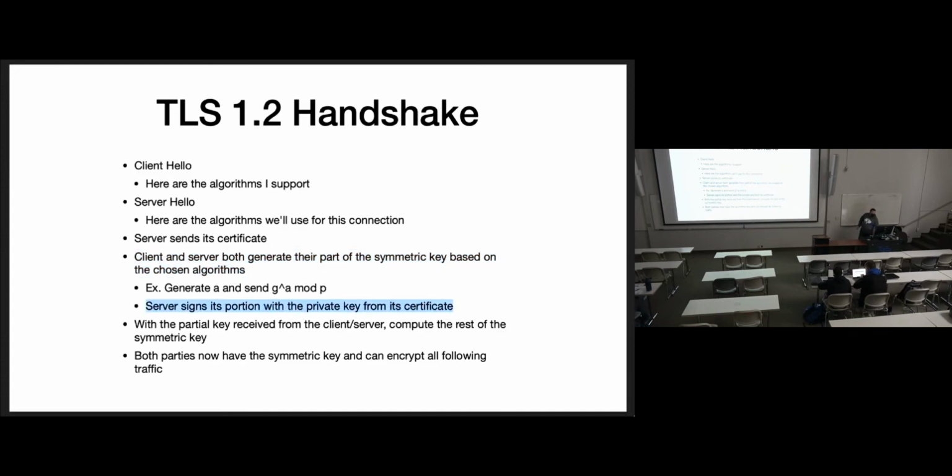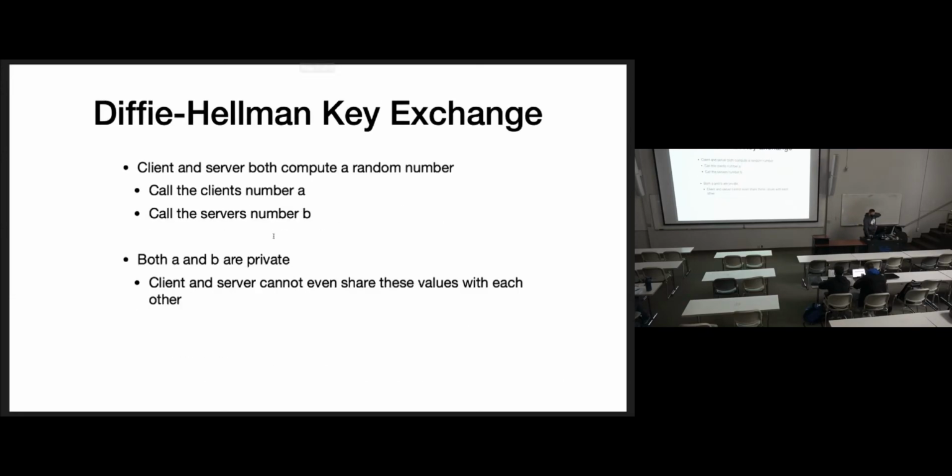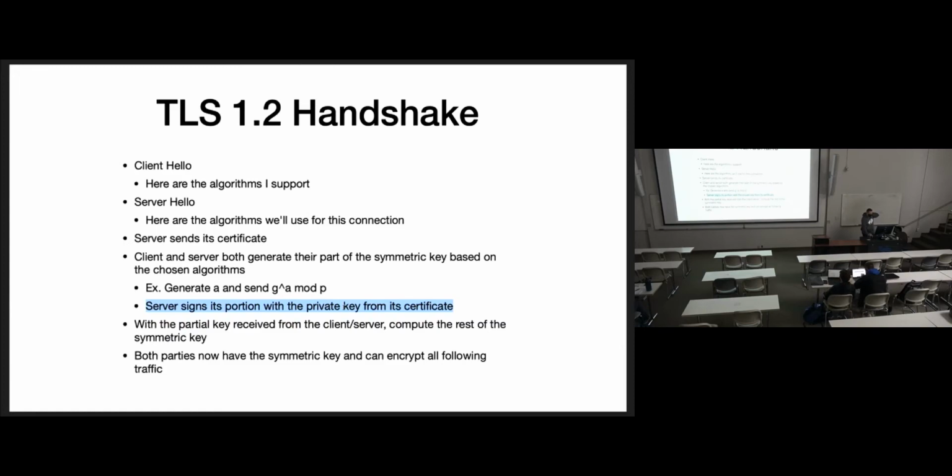And when the server sends its portion of the secret, which for Diffie-Hellman was G to the A mod P, or was it B? I forget which, A or B, I assigned to the server. But when the server sends G to the B mod P, it's encrypted with the private key associated with their certificate. So that's encrypted. Or not encrypted, that's signed.